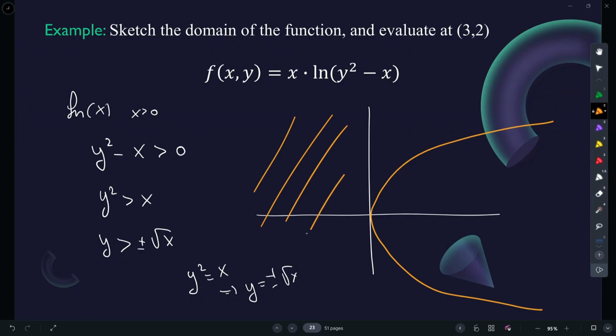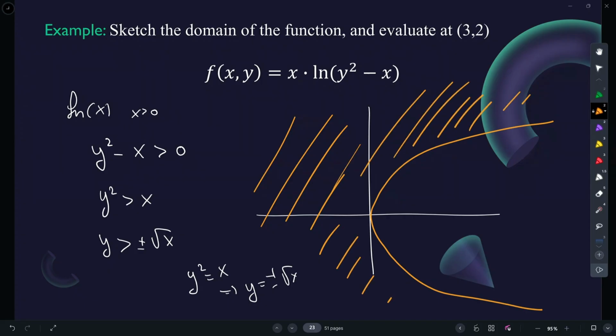So the domain is all of that region, except that, as I said, we do not include the parabola itself. The parabola itself is already bad. I can get as close as I want to the parabola, but not evaluate at the parabola.